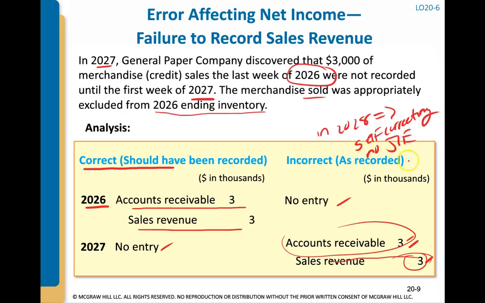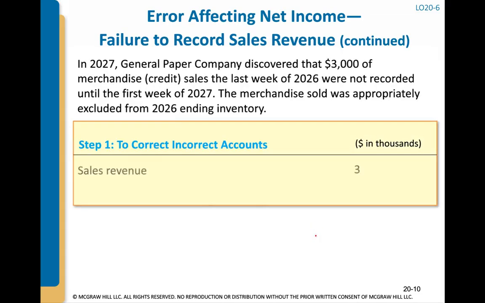Now, just because you don't have a journal entry does not mean you don't have to restate your financial statements for the prior years to reflect the proper accounts: the accounts receivable should have been $3,000 higher in 2026 and $3,000 lower in 2027, and same thing for revenue. But no entry would be recorded if this error had been discovered the following year. Now, let's just say it was actually discovered in 2027 before the 2027 books were closed. So first thing we would have to do is record the proper amount.